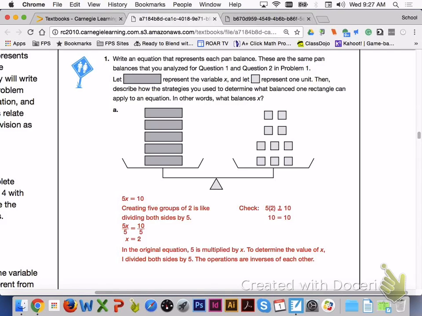For number 1, letter A, the equation that you should have to represent the balance is 5x is equal to 10. The strategy that you are using, you are creating 5 groups of 2. That is the same as dividing both sides by 5. So then we know that x will be equal to 2.